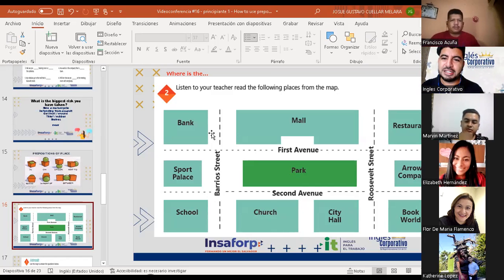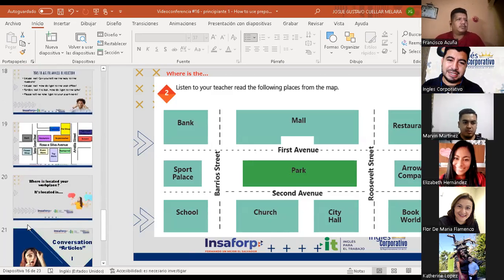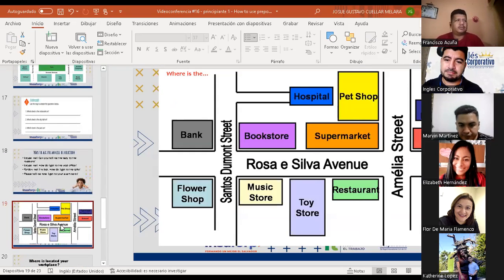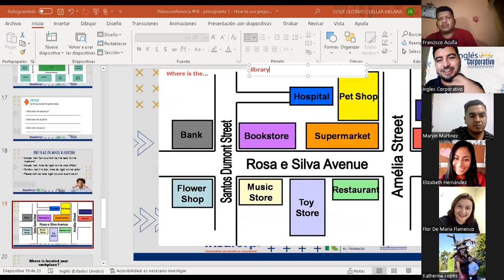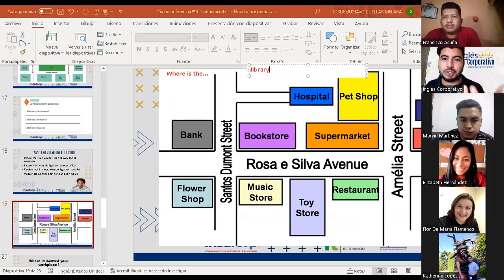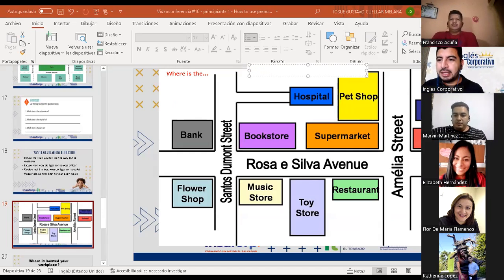Bookworm podría ser solo una tienda de libros y bookstore de librería completa. Exacto. Muy bien explicado. Y para decir biblioteca, fíjense bien, decimos library. Es bien curioso porque uno piensa que library es librería de venta de libros, pero no, ese es bookstore o bookshop. Library es biblioteca.